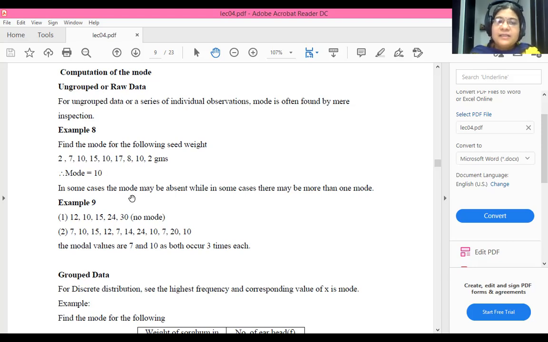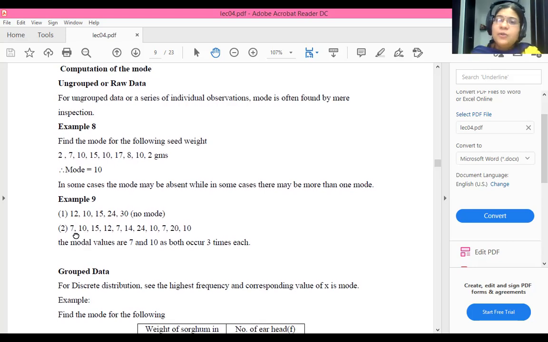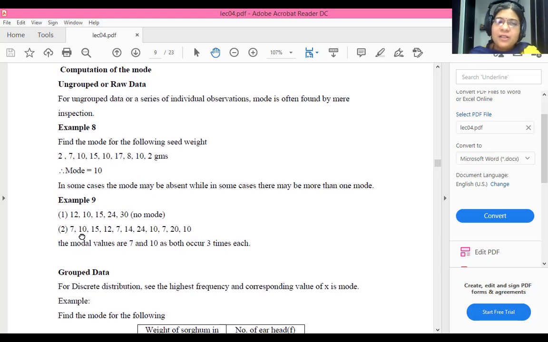In some cases, the mode may be absent, while in some cases there may be more than one mode. Here each observation occurs once: 12, 10, 15, 24, 30. So this is data with no mode. In the next case, there are two modes. You can say it is bimodal data.